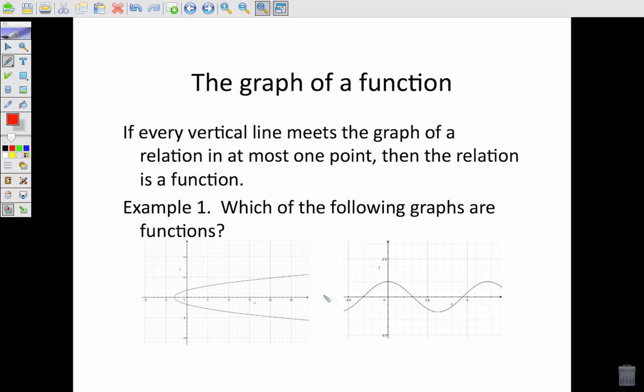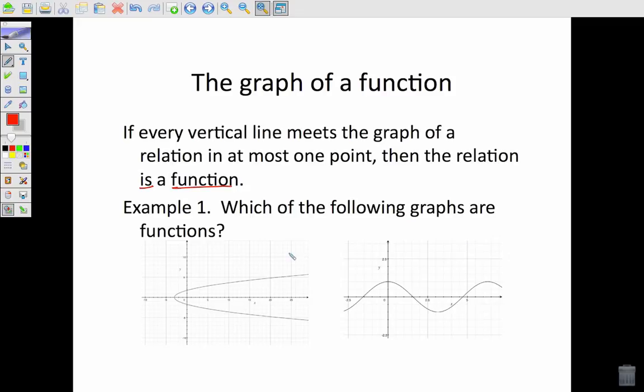All right, we've got the graphs here of these two relations. If every vertical line meets the graph of a relation in at most one point, then the relation is considered to be a function. What we want to do is look at, again, the vertical line test. Is it a function, yes or no?